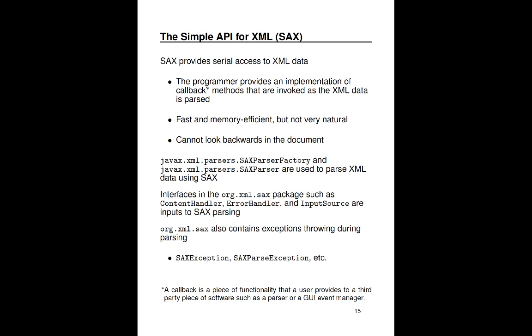Because it provides serial access, the SAX API is very fast and very memory efficient, but it's not always very natural, and it makes the programmer do a little bit more work than would be expected. It does not allow for easy navigation within the document. Once a piece of the document has been parsed, it can't easily be revisited. There are Java APIs like SAXParserFactory and SAXParser that are used to parse XML using SAX. Part of the SAX API are standard classes like ContentHandler, ErrorHandler, and InputSource that provide inputs to SAX parsing. The SAX API also contains exceptions that are thrown during parsing, like SAXException and SAXParseException.